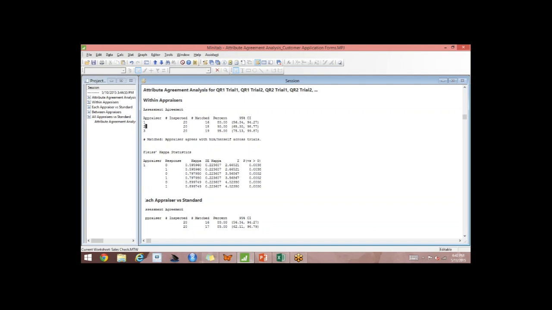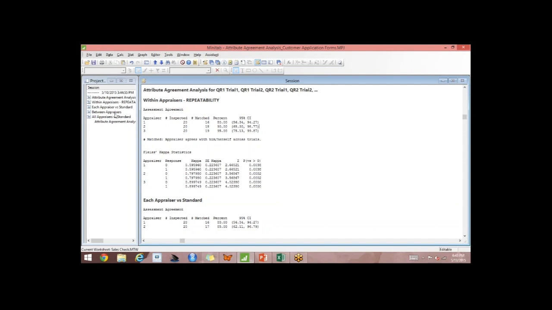Quality representative 2 has a percentage of 90%, which is 18 divided by 20. And quality representative 3 has a percentage of 90%. Commendable, right? Greater than 90%. Acceptable. This within appraisers is also called repeatability. Appraisers are repeating themselves, right? If their trial 1 and trial 2 results match, it is called repeatability. They are repeating themselves, right?